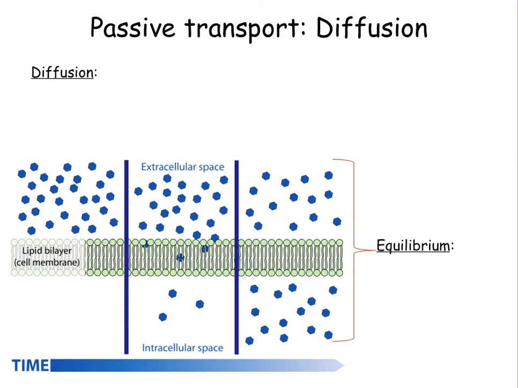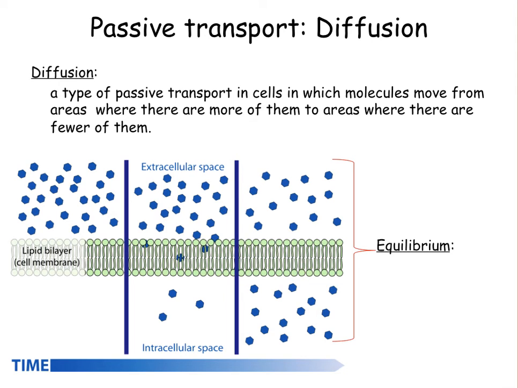We'll begin by looking at the most basic type of passive transport, which is diffusion. Diffusion is a type of passive transport in which molecules move from areas where there are more of them to areas where there are fewer of them. In other words, from areas of high concentration to areas of low concentration.